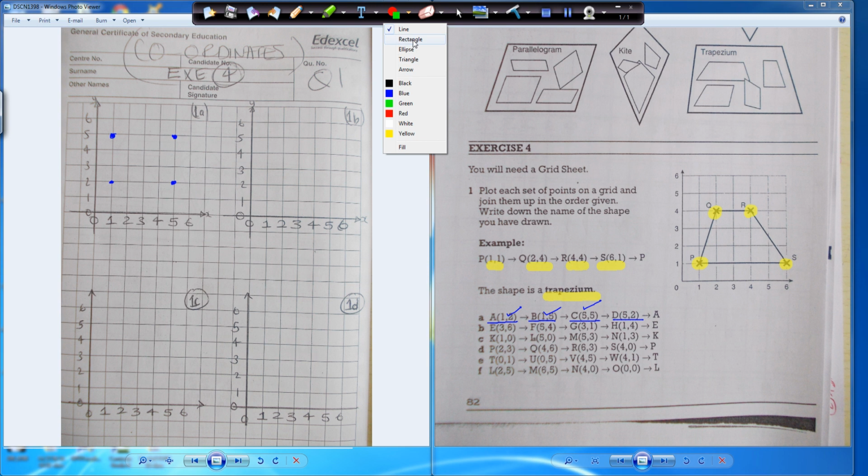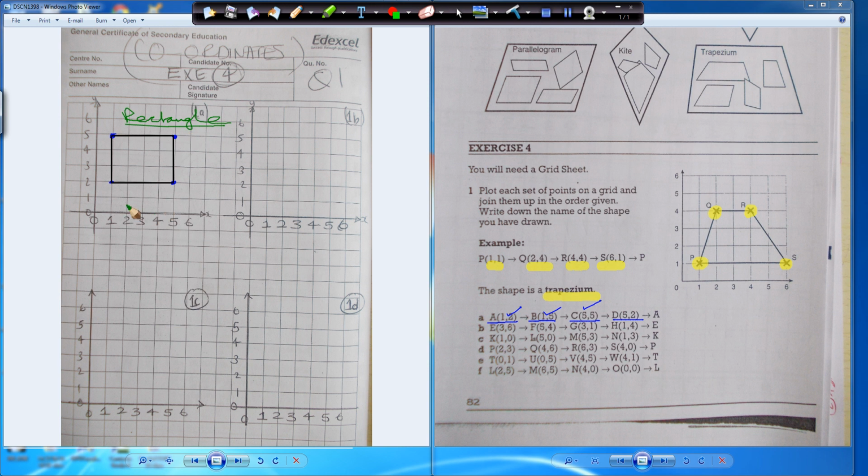Okay, let's go for rectangle and rulers in there. You need to join those dots up and that gives you a nice lovely shape. And that shape is called a? Square. Are you sure it's a square? Rectangle. It's a square if all the sides are equal. The sides are not equal at the moment. Got 4 and 3. Lovely. Question A is done.